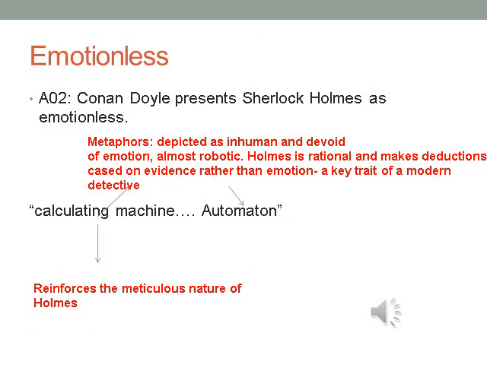The next point that we're going to make is that Conan Doyle presents Sherlock Holmes as emotionless. And the quotations that we're going to have a look at are that he's a calculating machine and an automaton. Both of these are metaphors, and it suggests really that Holmes is presented as being quite inhuman and devoid of emotion, almost like a robot. He is, as a character, very rational. Remember, he makes his deductions based on evidence rather than emotion, and that, at the moment, really is the key trait of a modern detective.